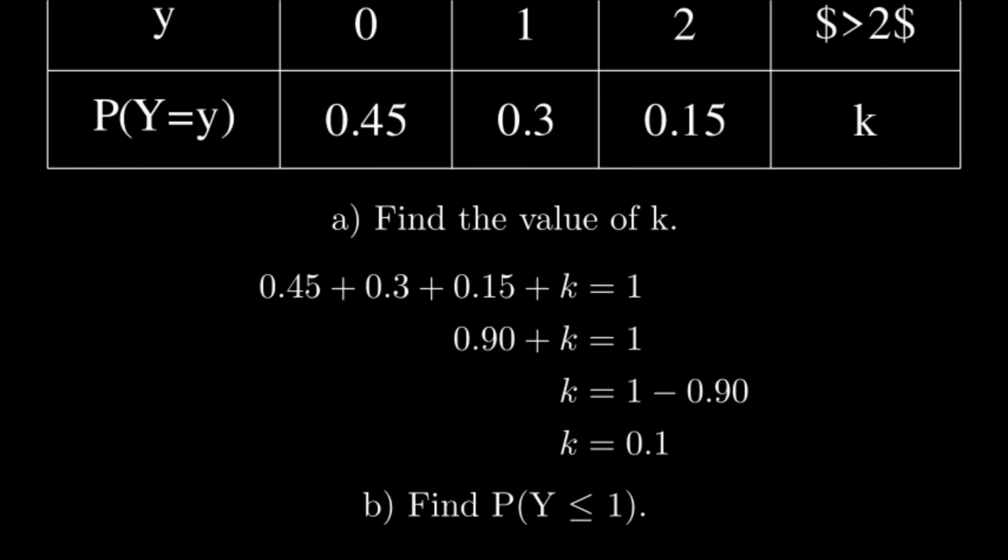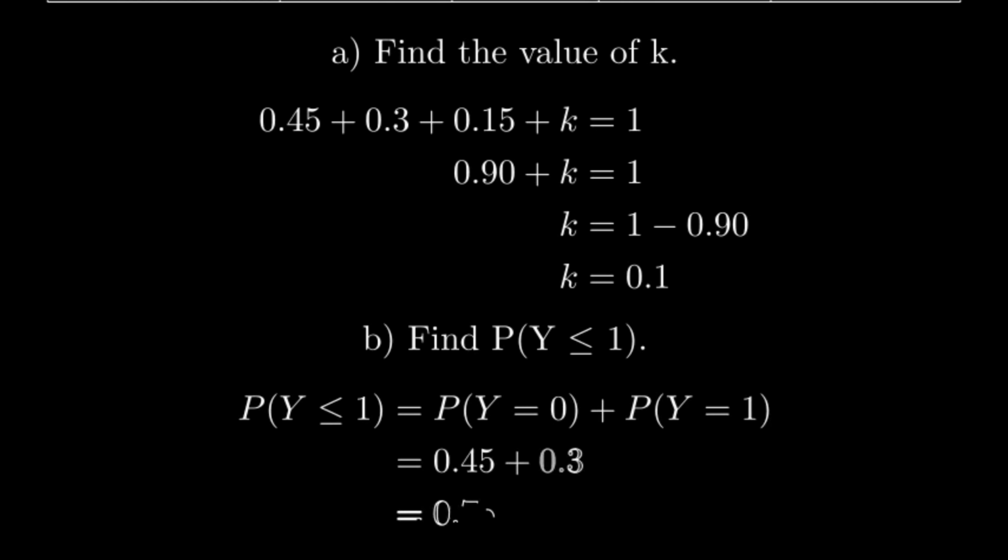The statement y is less than or equal to 1 means that y can be either 0 or 1. These are mutually exclusive events, so we can simply add their probabilities. Looking at our table, P(y equals 0) is 0.45 and P(y equals 1) is 0.3. Adding them together, we get 0.75. So there's a 75% chance of finding 1 or fewer cracks.